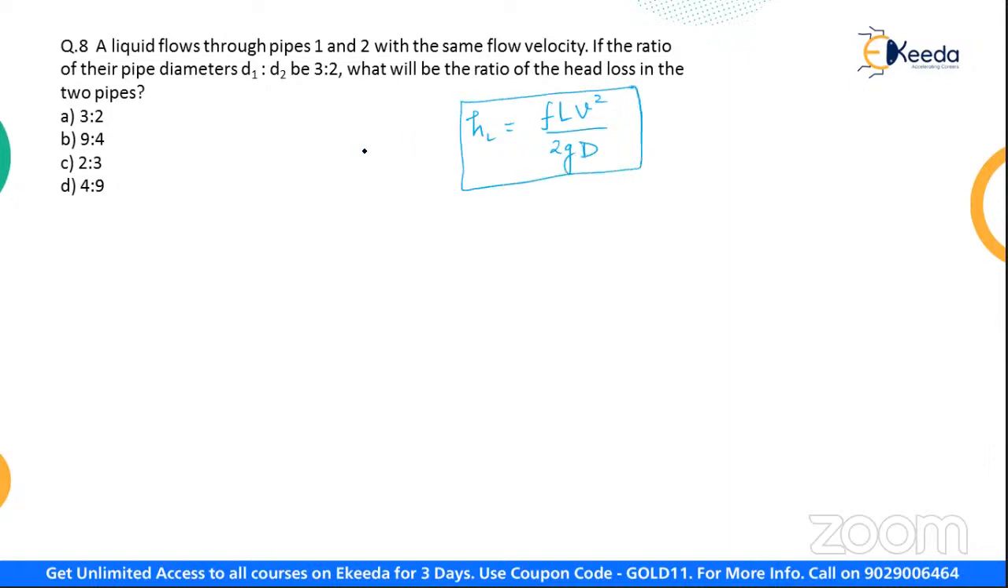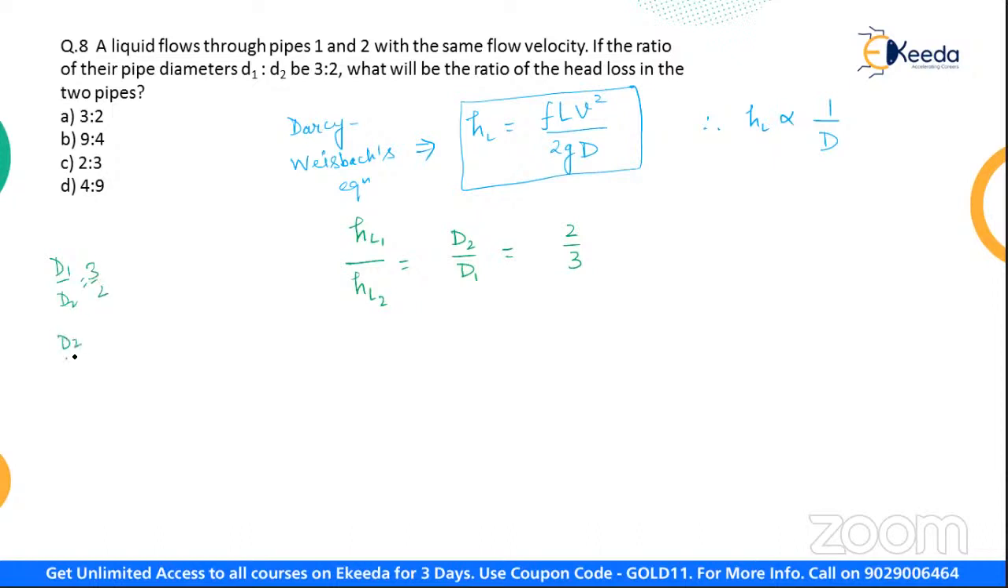Now this is the equation of the head loss in pipes, and this equation was given by the scientists Darcy and Weisbach, and this is known as the Darcy-Weisbach equation, that is the head loss through the pipes. Therefore, we can say that this HL or the head loss is dependent upon the diameter of the pipe only. Therefore, the ratio of the head loss in the first to second pipe will be D2 divided by D1. Now this is the ratio of 2 by 3, because D1 by D2 was 3 by 2, therefore D2 by D1 will be 2 by 3. So the correct option here will be option C.